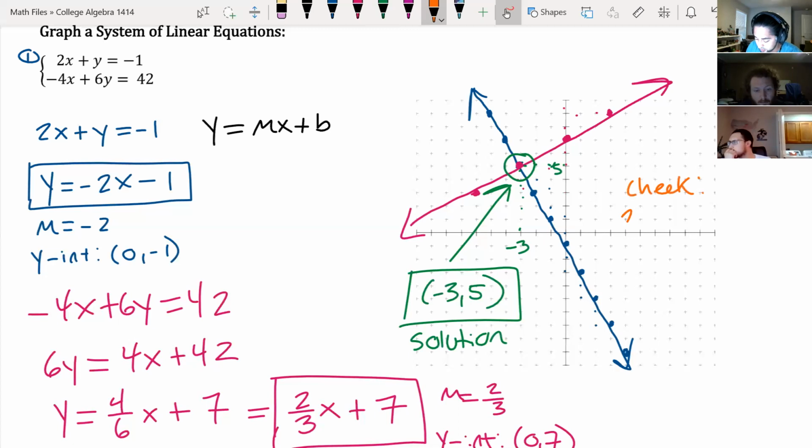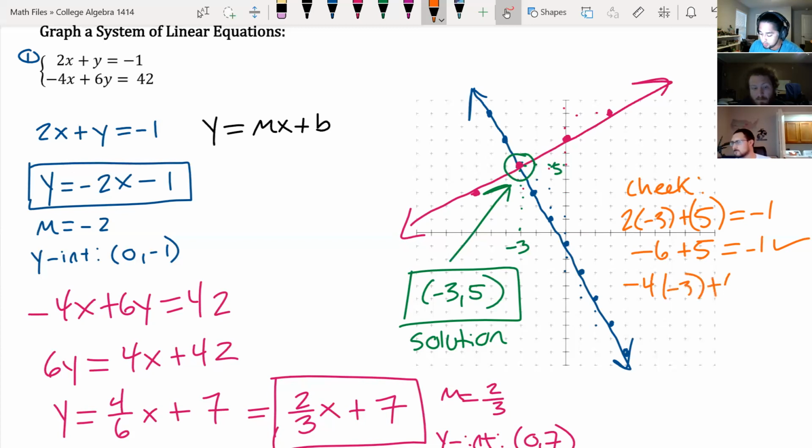So plug into the first one. 2 times -3 plus 5 is equal to -1. -6 plus 5 is definitely equal to -1. Check the second one. -4 times -3 plus 6 times 5 is equal to 42. You'd get 12 plus 30 equal to 42, and it checks out.